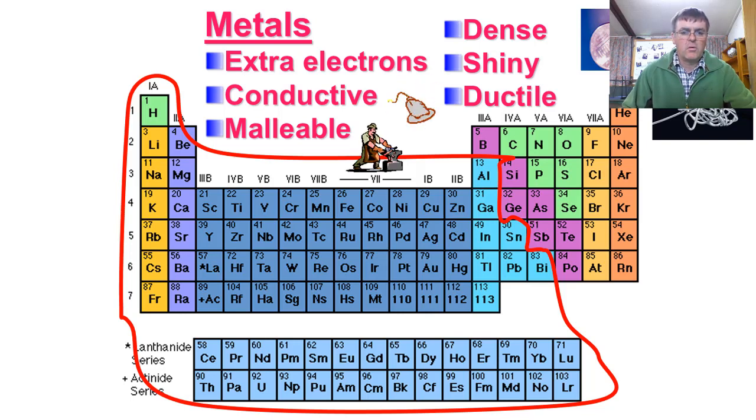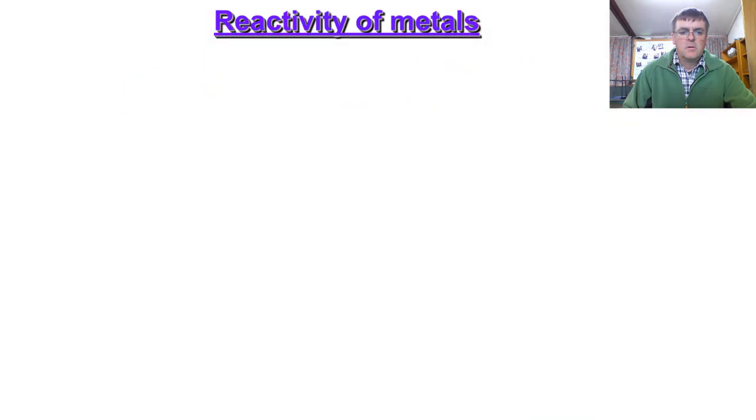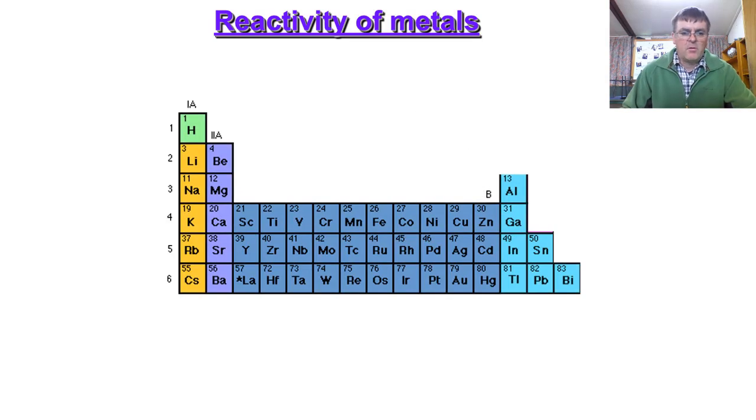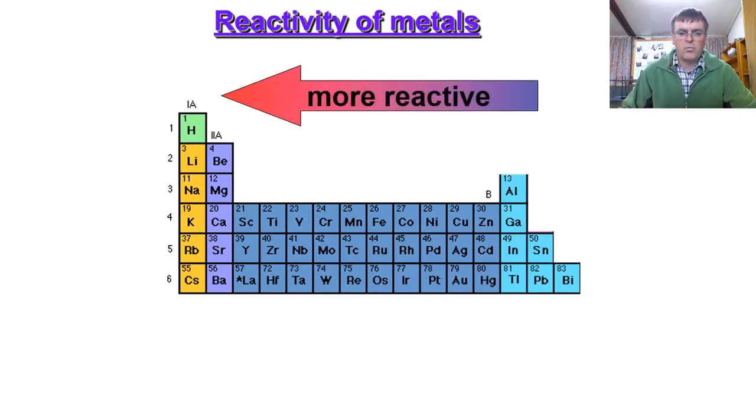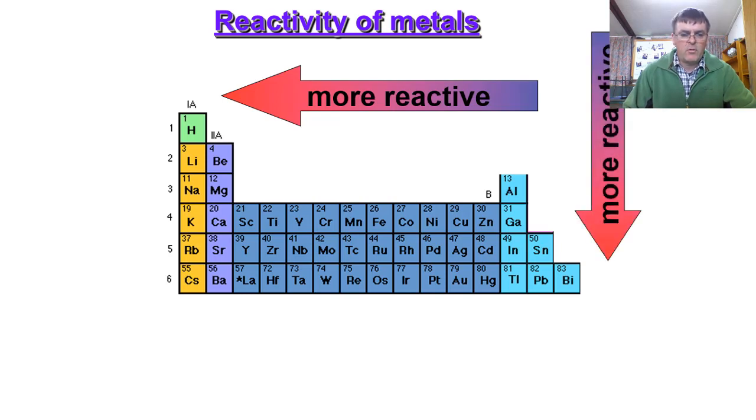So their outer shell has only got a few electrons in it, and they're quite keen to get rid of them actually. So they react like this. As you go from right to left, they become more reactive, and as you go down the table, they become more reactive as well. So for example, over here, lithium will be more reactive than aluminium, and potassium will be more reactive than lithium.